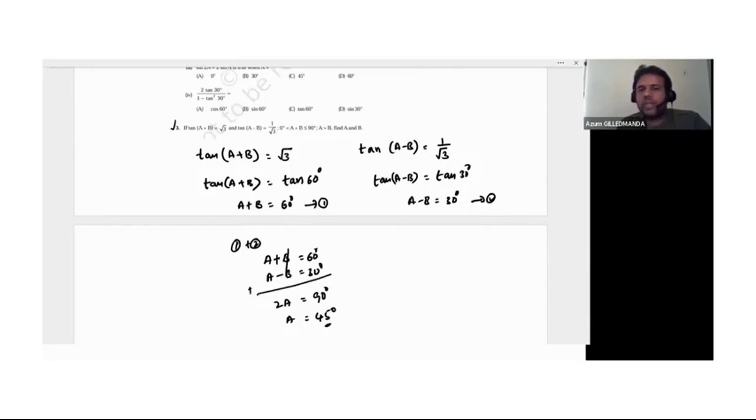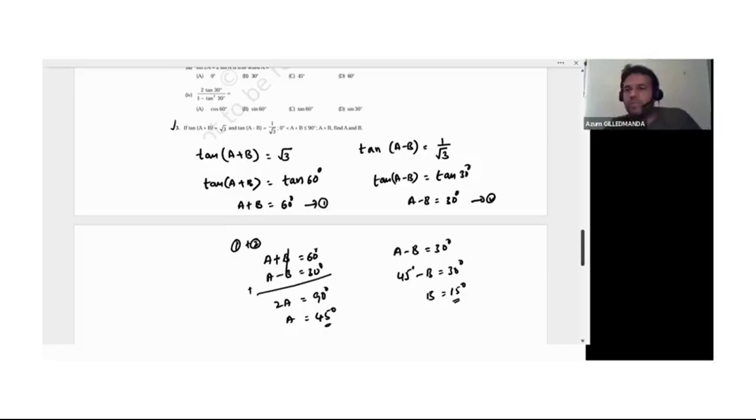And substitute this value in any one equation. So for example, in the second equation, A minus B is 30 degrees. So A is 45, minus B is 30. So B becomes 45 minus 30, that is 15 degrees. So A is 45 degrees and B is 15 degrees.